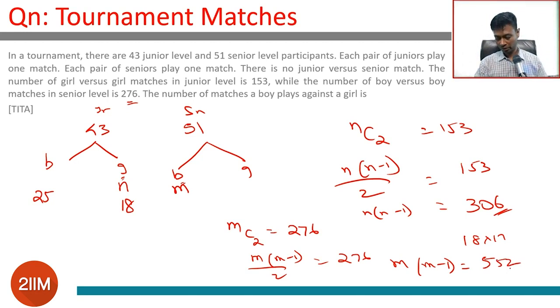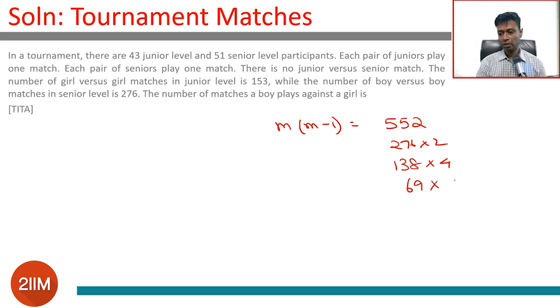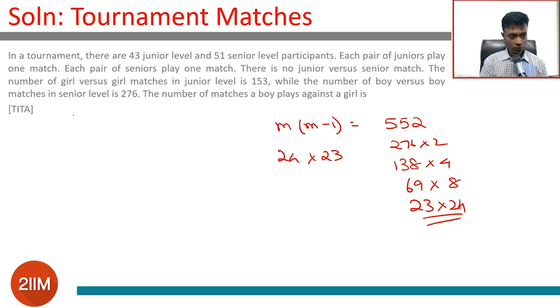Fine, I'm going to write this down on the next page. M into m minus 1 is 552. 552 is 276 into 2, which is 138 into 4, which is 69 into 8, which is 23 into 24. We've hit pay dirt. This is 24 into 23.